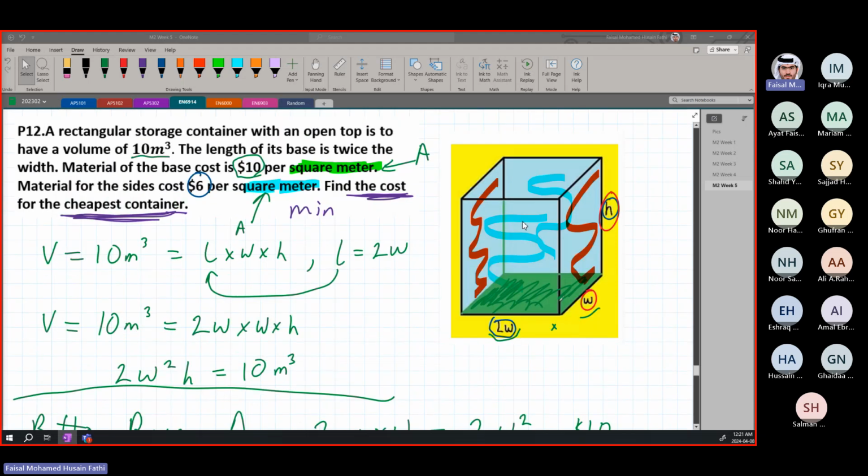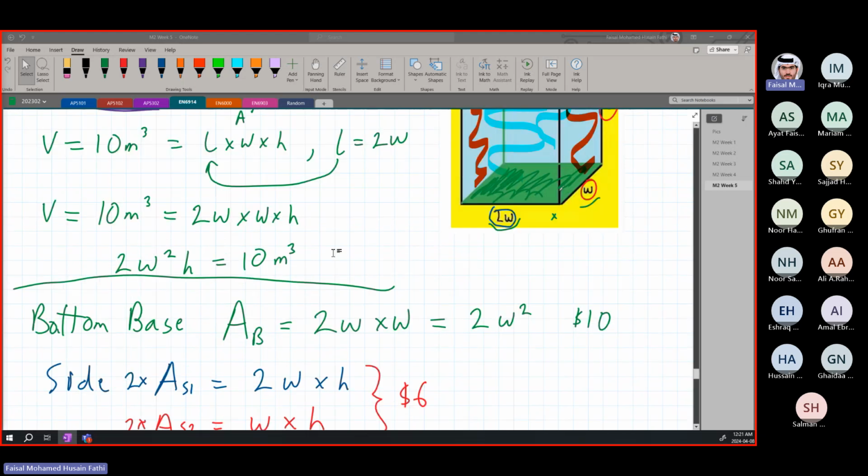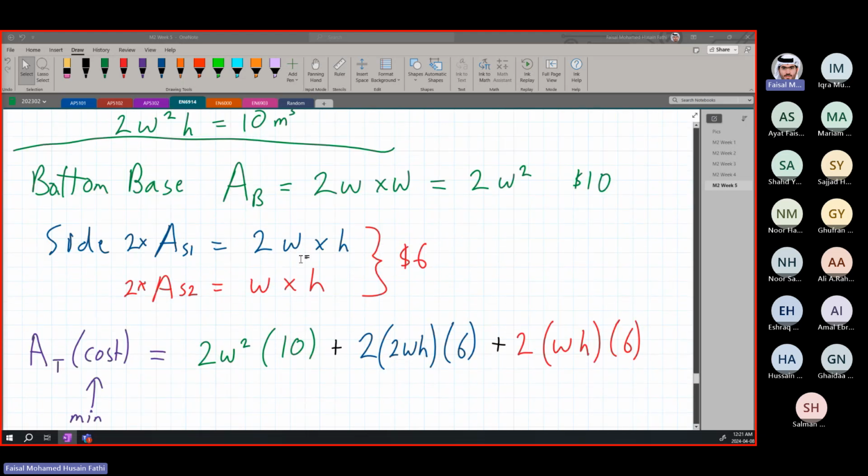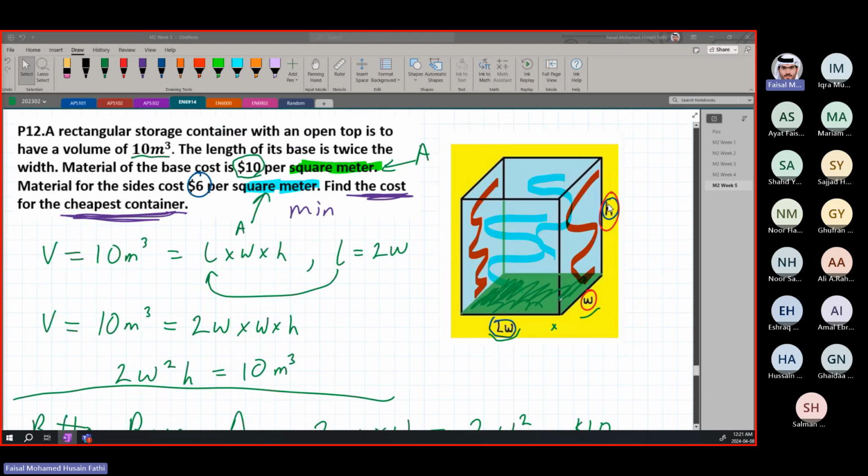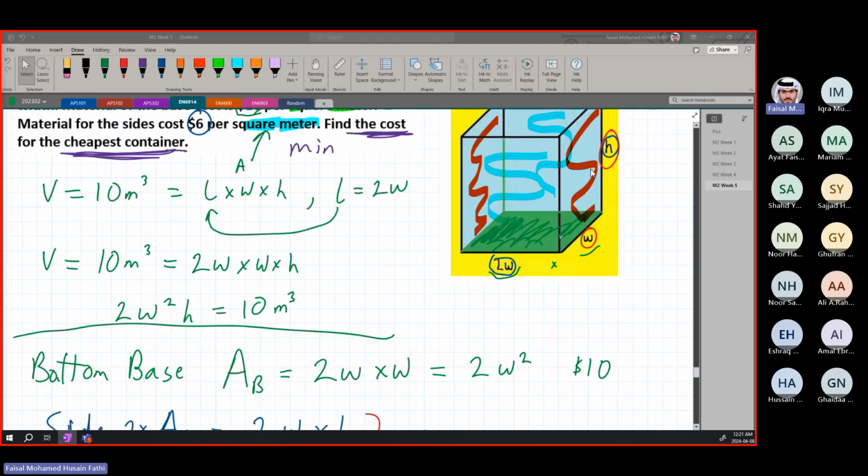The first side, the blue side highlighted here, has an area of 2W times H, because this is height times width. So it's going to be 2W times H, and then the red side is going to be W times H for the area of this side. These both cost the same.